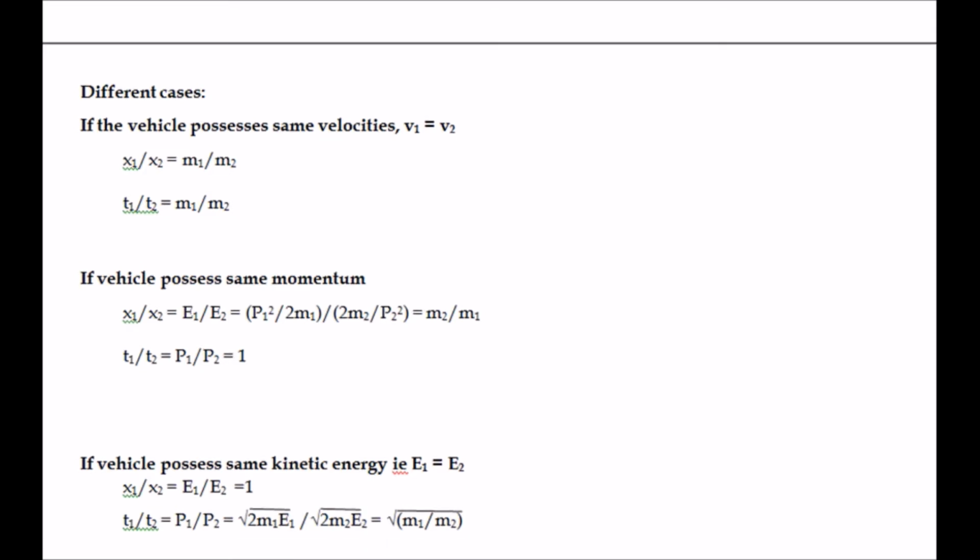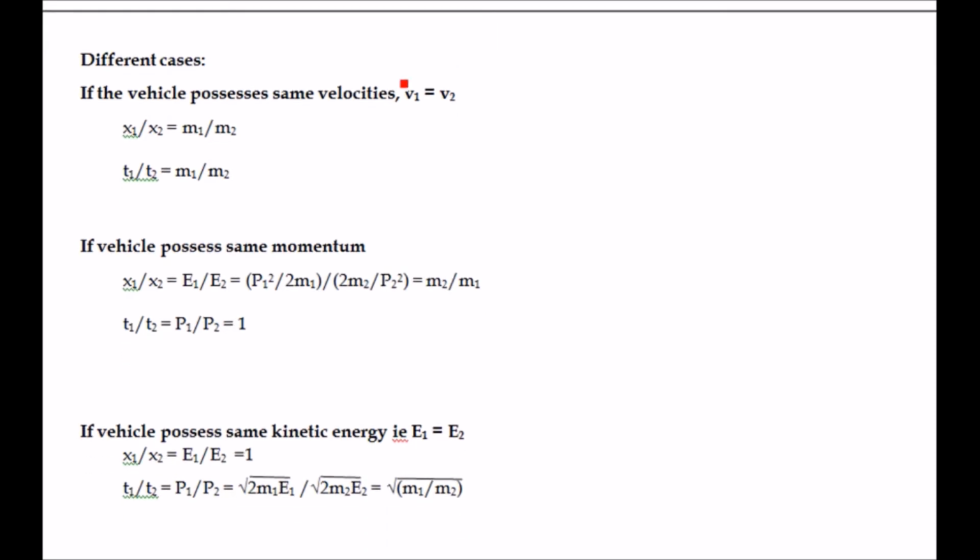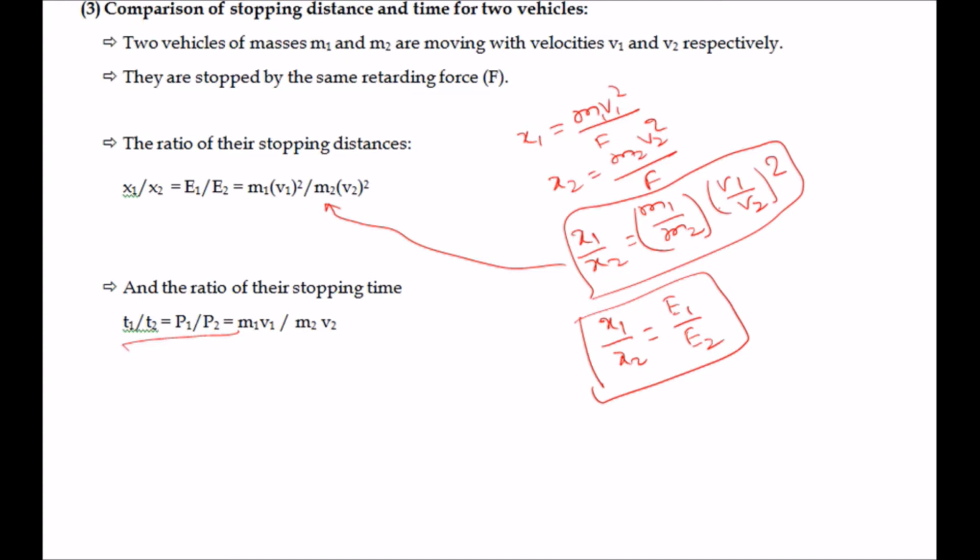So these are the different cases. First I just note down the formula here and then we will see. So first I write that x1 by x2 is equal to E1 by E2 and it is equal to m1 v1 square divided by m2 v2 square, and t1 by t2 is equal to m1 v1 divided by m2 v2. So this is the formula which we have derived.